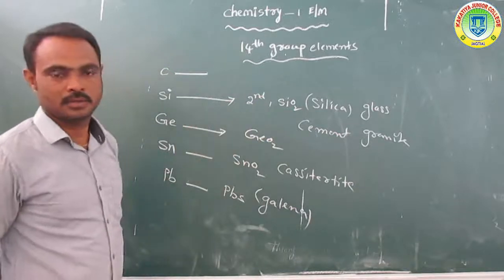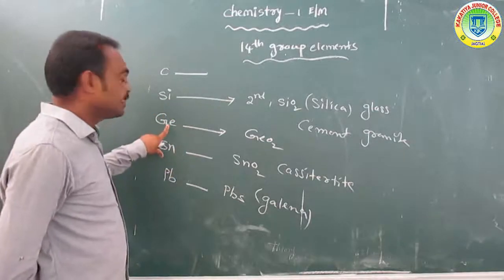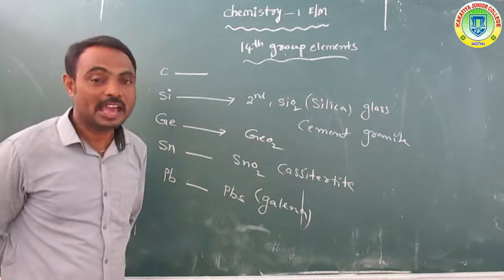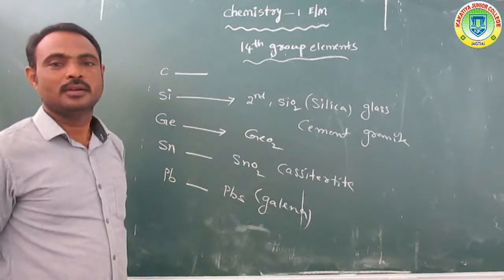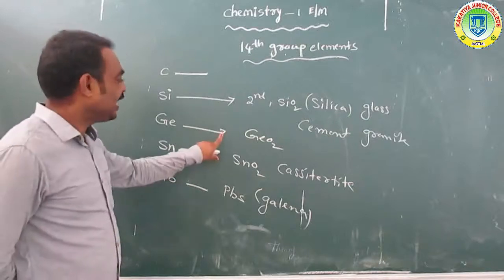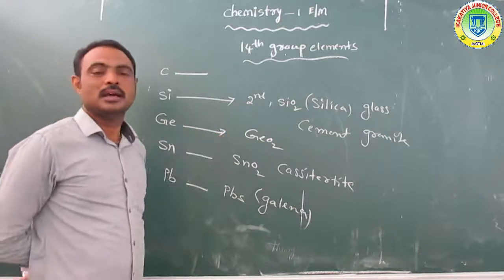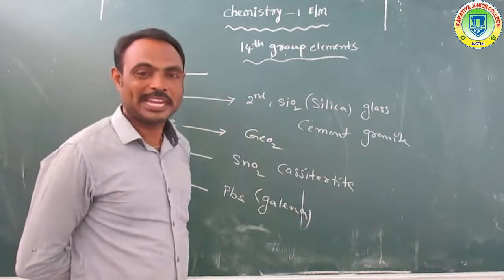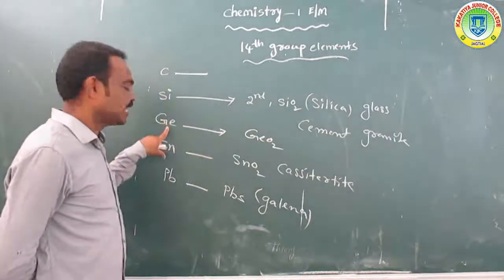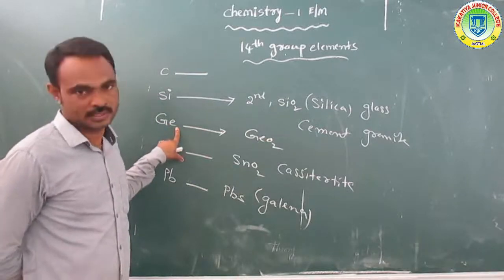Silicon dioxide, germanium dioxide. In this group, germanium is a very rarely available element. It is mainly used for the preparation of electrical items. It is a semiconductor. Silicon and germanium, these two elements are used as semiconductors.